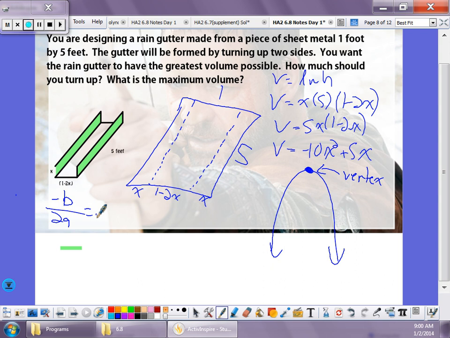So negative b would be negative 5 over 2a would be 2 times negative 10. So that's going to be negative 5 over negative 20, which is 1/4. So you should turn up 1/4. Okay? So that's how much you're turning up on each side. So that answers the first question. 1/4 foot. So that would be what? 3 inches?